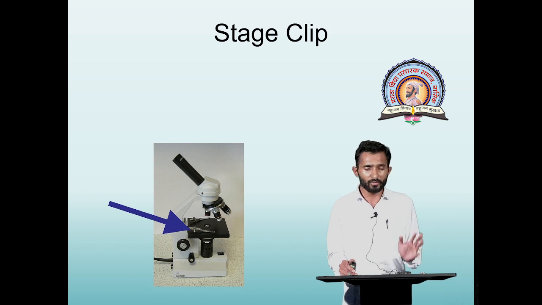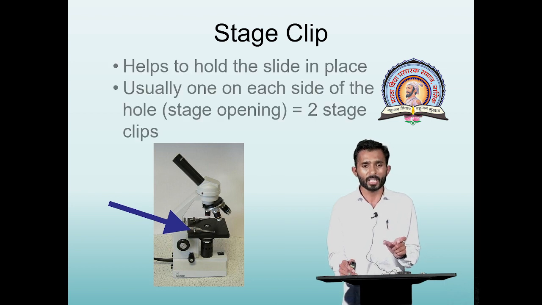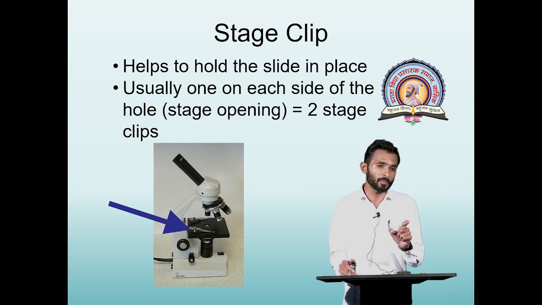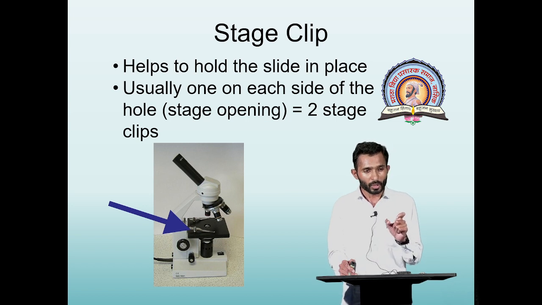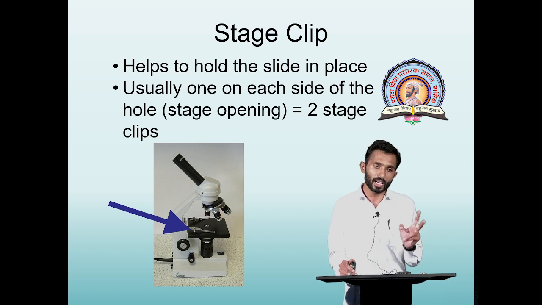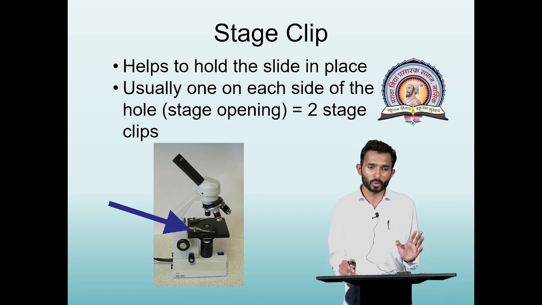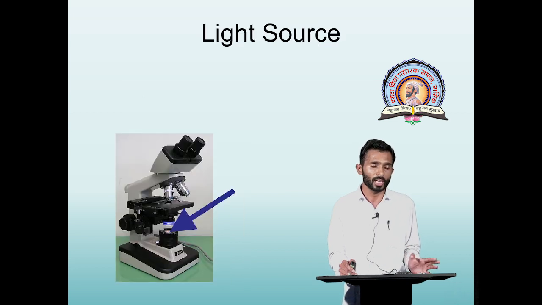Then, to fix the slide in place on the stage, we use a clip, called the stage clip. The stage clip helps to hold the slide in a specific place without disturbance. In a single microscope, there are two clips used to hold the slide placed on the stage. So two stage clips are used in a particular microscope.